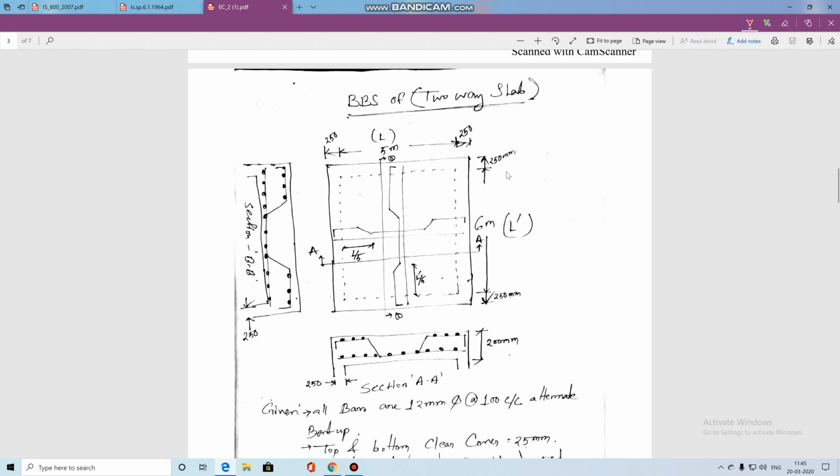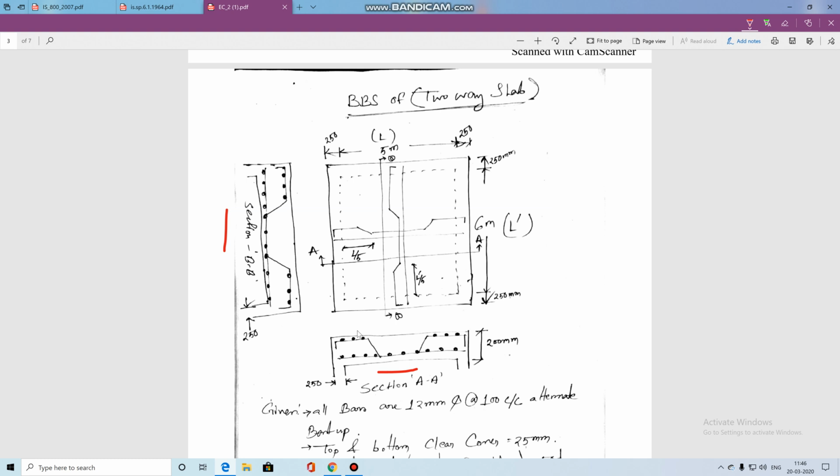Here is the previous problem. I am repeating some portions. It is a two-way slab. The dimensions are 5 meters on one side and 6 meters on the other, and the cross-sectional detail of each side, that means the AA direction and BB direction, is shown in this figure. This is the AA direction and this is BB.